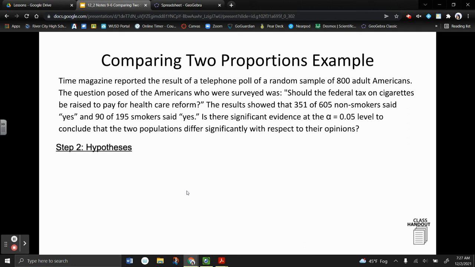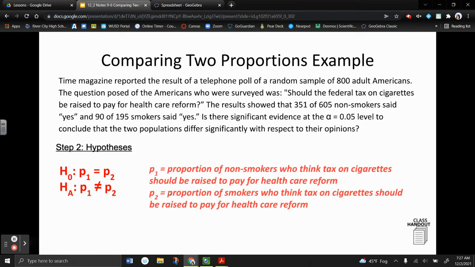All right, so for our hypotheses, this is a two sample proportion. It's two samples because I'm comparing smokers and non-smokers, and it's proportions because this data is categorical, right? We're counting the portion of people who say yes. So our null hypothesis is P1 equals P2, and our alternative is P1 does not equal P2 because it says differ significantly, so it doesn't indicate a direction. P1 is the proportion of non-smokers who think tax on cigarettes should be raised to pay for healthcare reform. P2 is the proportion of smokers who think that tax on cigarettes should be raised to pay for healthcare reform.